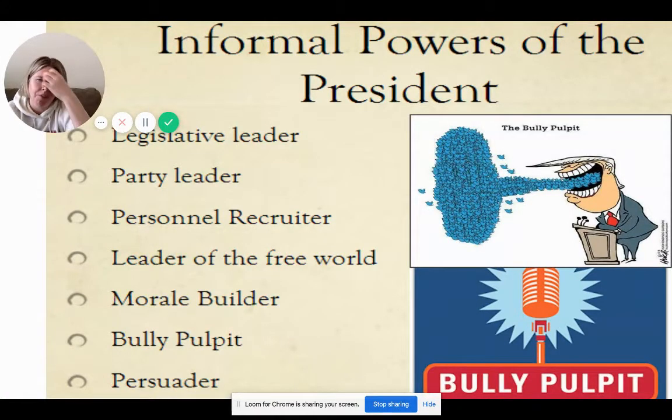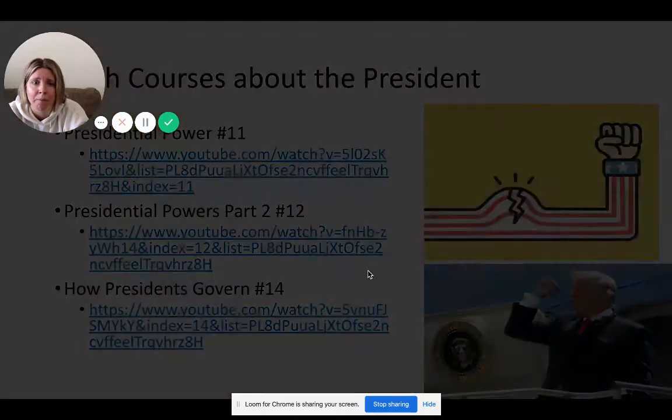They're kind of a legislative leader in that they can push through legislation. They're the leader of their political party. They can recruit people to serve in government. Also, they can build morale and use that bully pulpit power to speak out and try to persuade not only other members of government, but also the people as well.